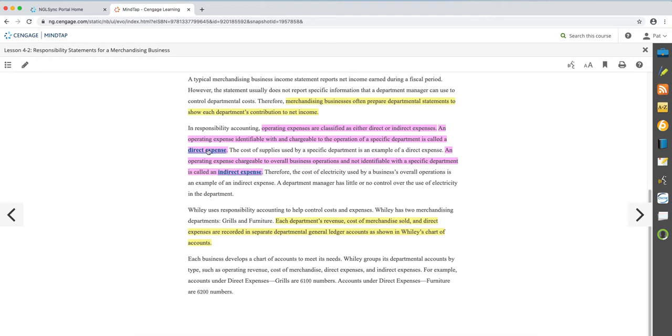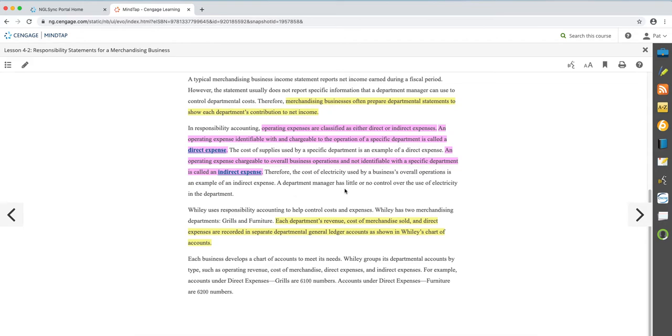We're going to have two different types of expenses for each of these departments. Our example is grills and furniture. We have a direct expense, which we're going to identify on our financial statement as an expense, or an expense that is an indirect expense. And so we will clarify and identify these. A direct operating expense is identifiable with or chargeable to a specific department. An operating business expense that's not identifiable with specific departments is indirect. We'll show you what that means when we get into that.